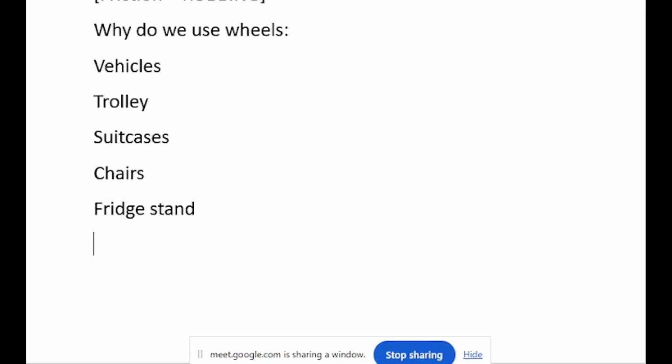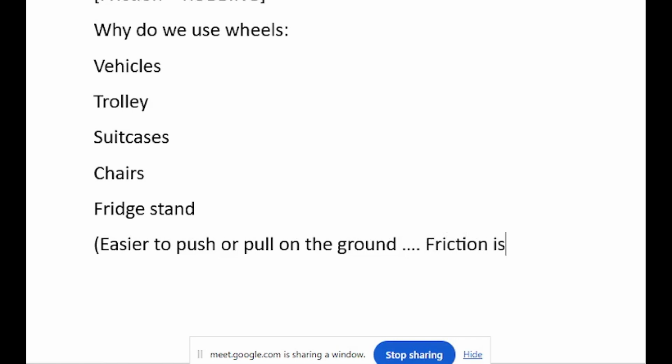You're not carrying it, but actually you are pushing it along the ground. All the things are being pushed along the ground. Easier to push or pull on the ground. Friction will be very less. Minimal.